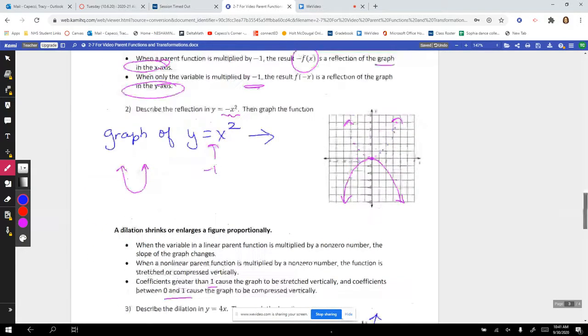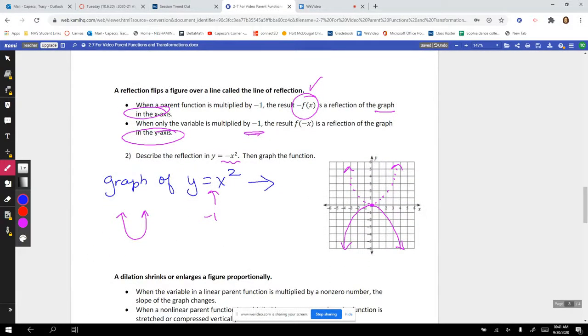Let's just go back up here. I stated it, but I didn't actually write it. So what happens is when we reflect here, we have a reflection over the x-axis in this case, reflection over x-axis.